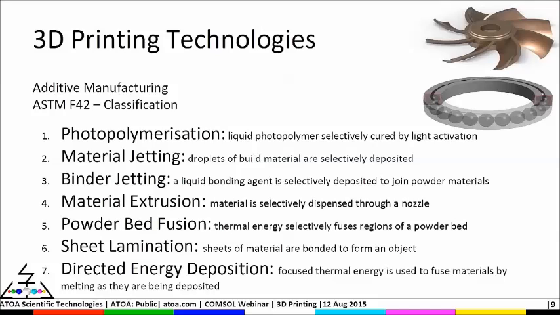In material extrusion, we extrude materials through a die for deposition. In powder bed fusion, thermal energy selectively fuses regions of the powder bed. In sheet lamination, sheet layers are bonded to form an object. In directed energy deposition, focused thermal energy is used to fuse materials as they are being deposited. So these are the brief descriptions of the 7 printing technologies which are currently used in the industry.